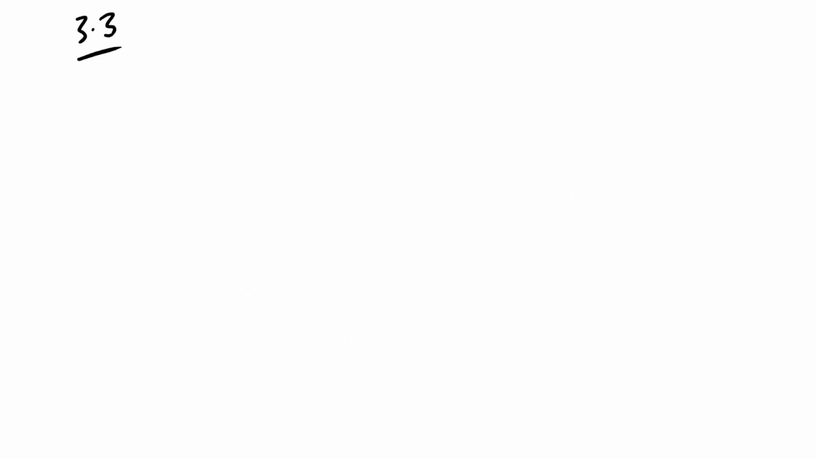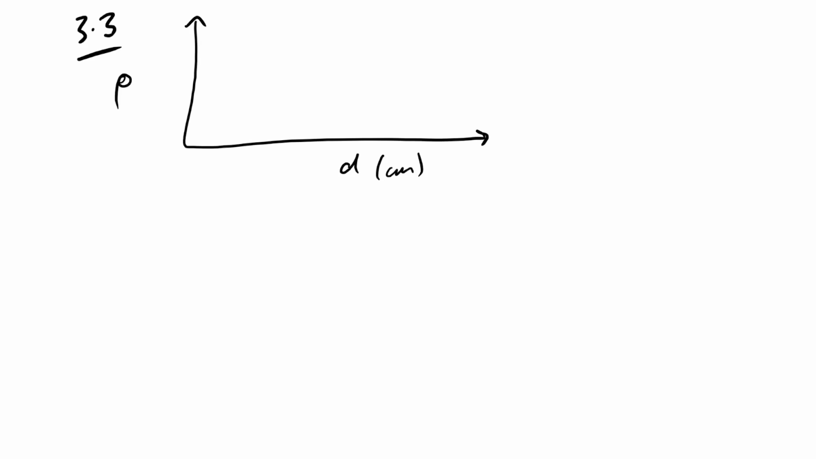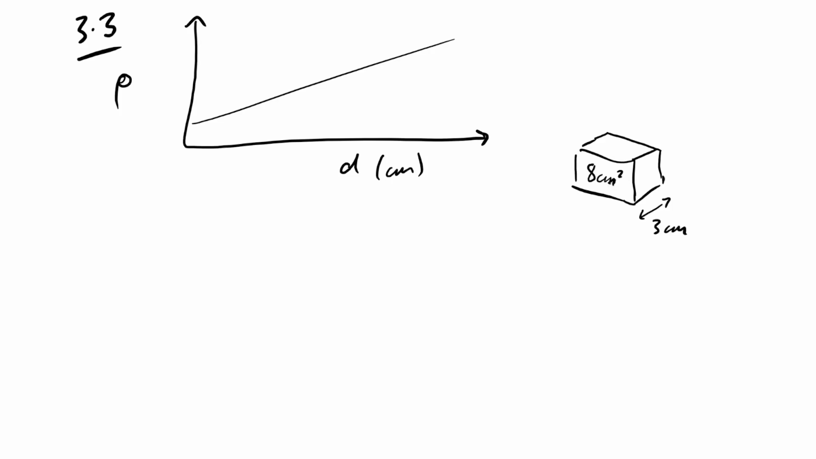3.3, we have a graph of density against depth. Block is rectangular with an area of 8 centimeters squared. So what's this? The density is increasing with depth or thickness. Okay, what are we going to do with that? We'll check on that in a minute anyway.